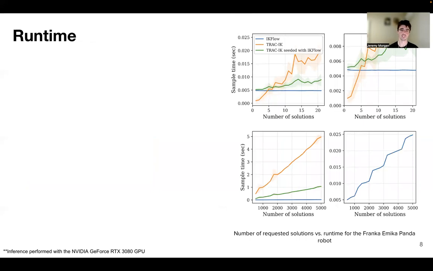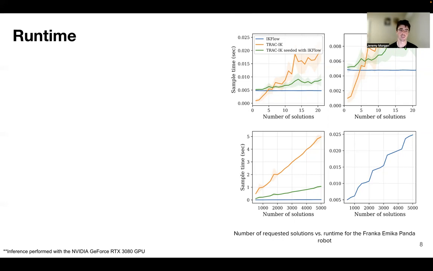In the figure on the right, we see solve time as a function of the number of requested solutions for IKFlow, TRAC-IK, which is the state-of-the-art nonlinear optimization-based solver that is used widely in the robotics world, and TRAC-IK seeded with IKFlow solutions. We can see that TRAC-IK generates a single solution faster than IKFlow, but at 6 or more solutions, it becomes faster to run IKFlow, or to run IKFlow and use the solutions as seeds for TRAC-IK.